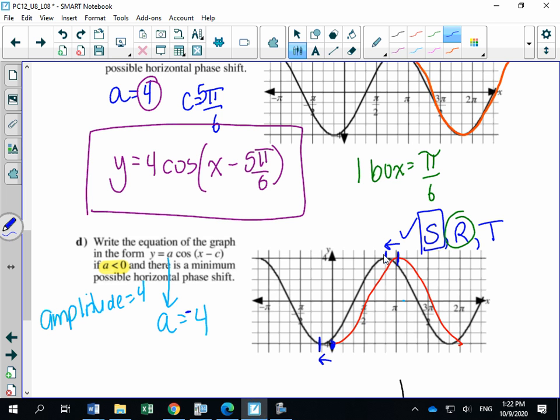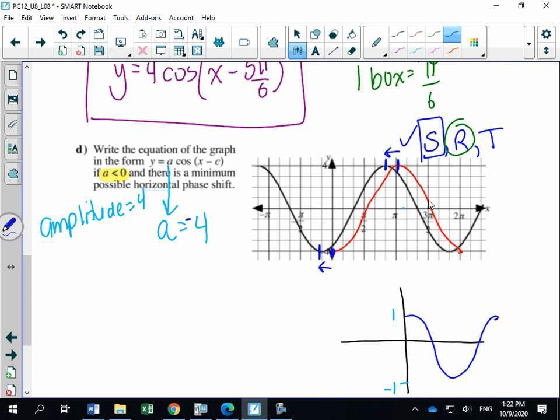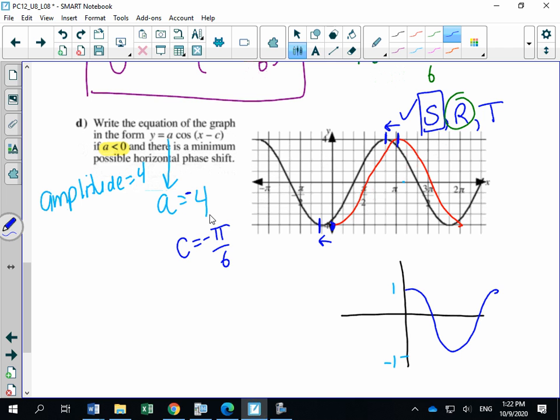So I'm only moving one box, and one box we said was pi over 6. I'm moving one box to the left, so my C value is equal to negative pi over 6, because I am going a horizontal phase shift of pi over 6 units to the left. Now I need to combine these two into my equation. Y is equal to negative 4 cos (x plus pi over 6).